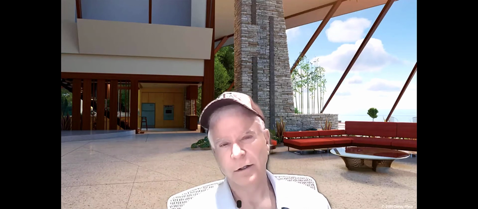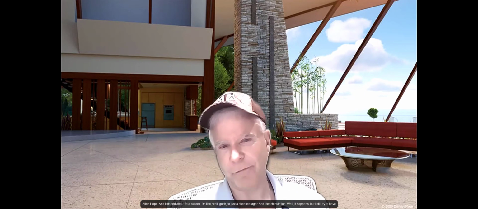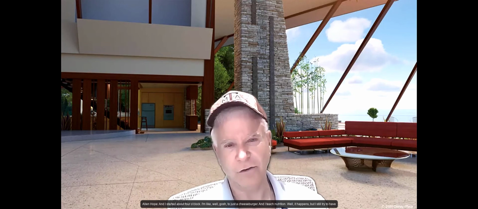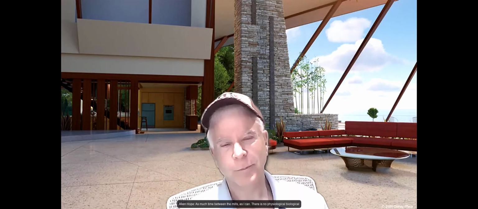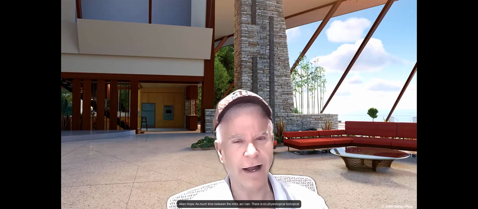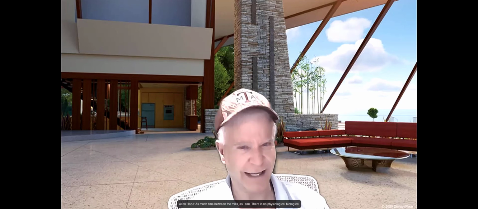me to do, because I'll even say, oh, today I'm going to fast today and not eat. And starting about 4 o'clock, I'm like, oh gosh, I just ate a cheeseburger and I teach nutrition. Well, it happens. But I still try to have as much time between the meals as I can.